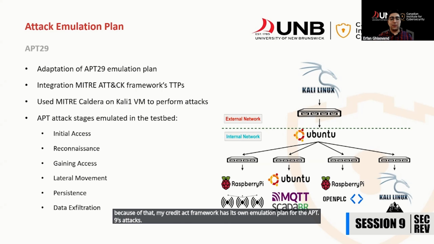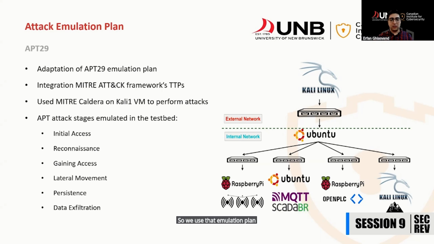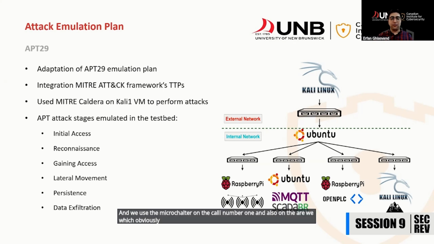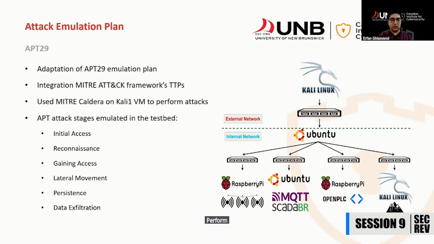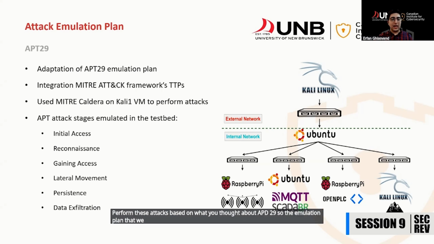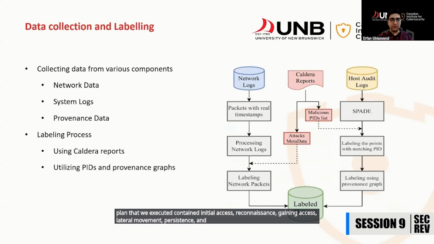So we use that emulation plan, and we use a number of MITRE ATT&CK frameworks, TTPs, and we use the MITRE Caldera on Kali number 1, and also on our virtual machine number 1 to perform these attacks based on what we thought about APT-29. So the emulation plan that we executed contained initial access, reconnaissance, gaining access, lateral movement, persistence, and finally data exfiltration.